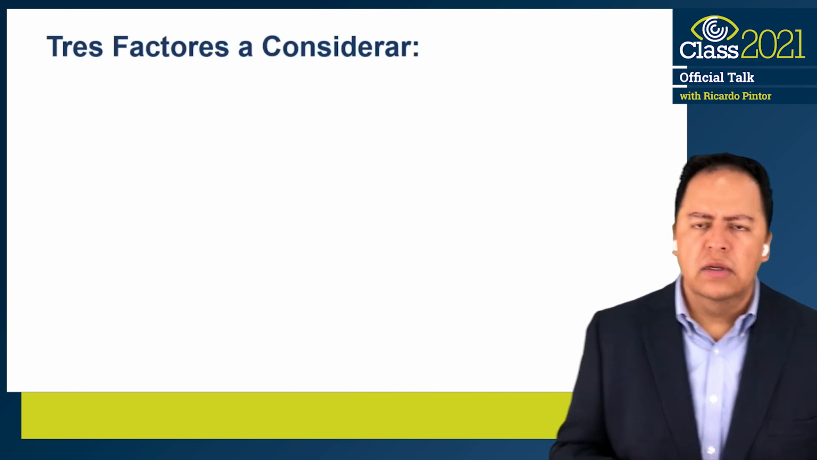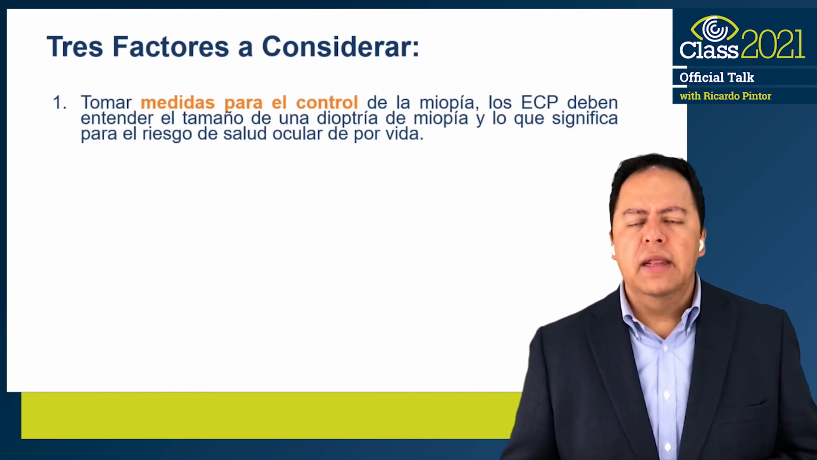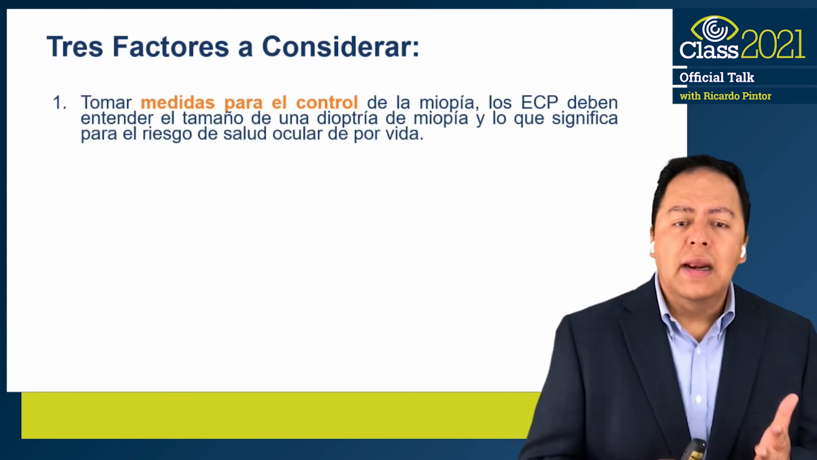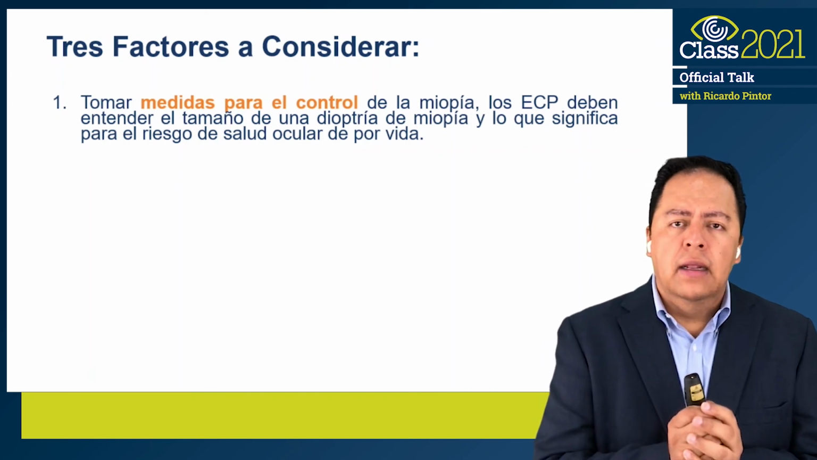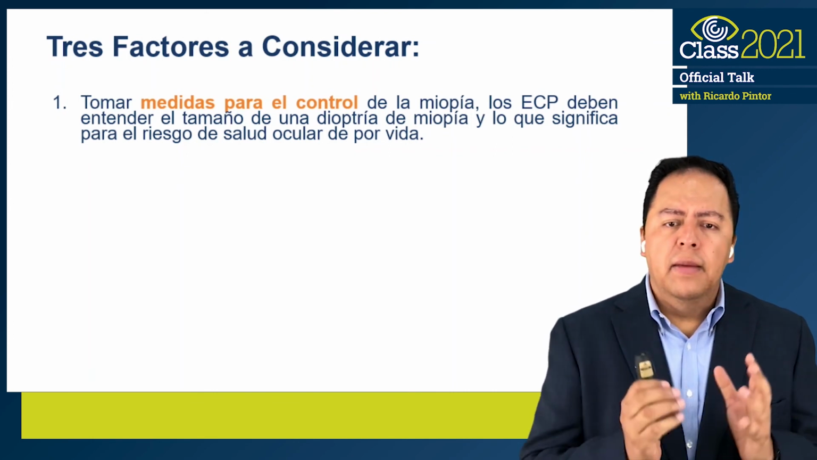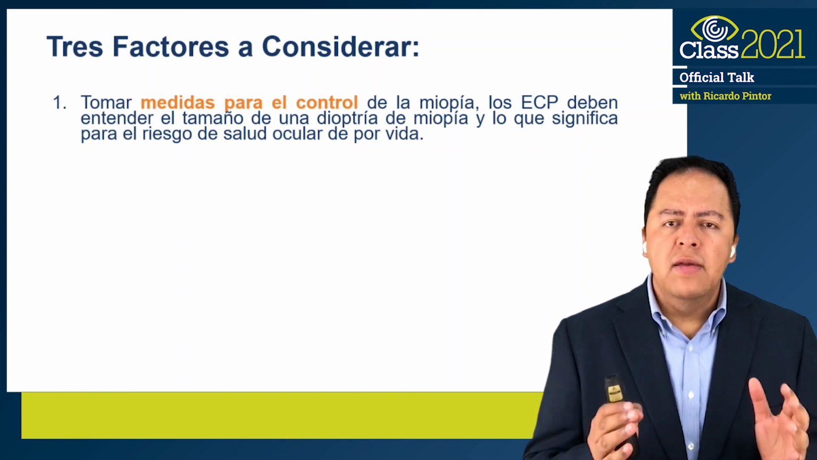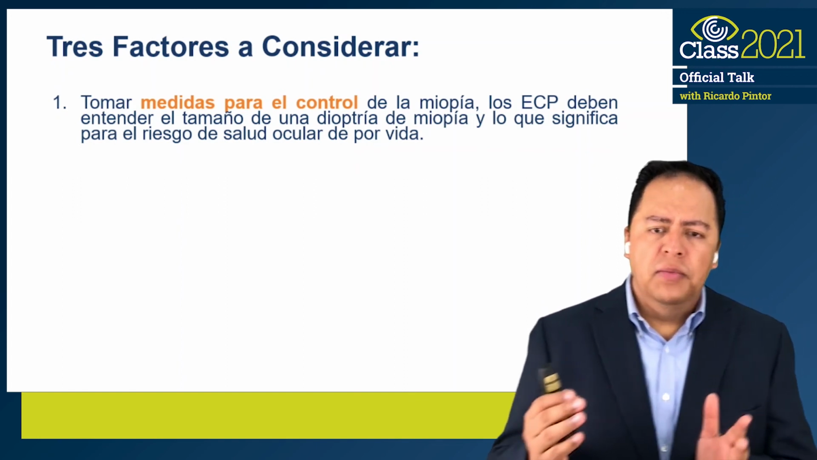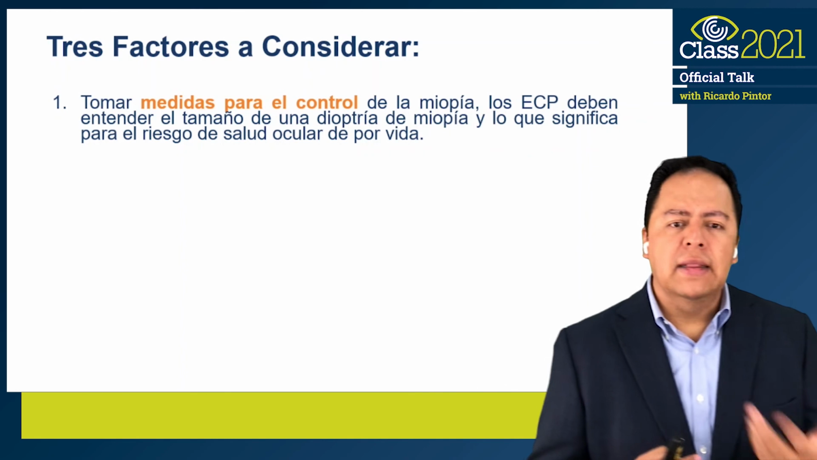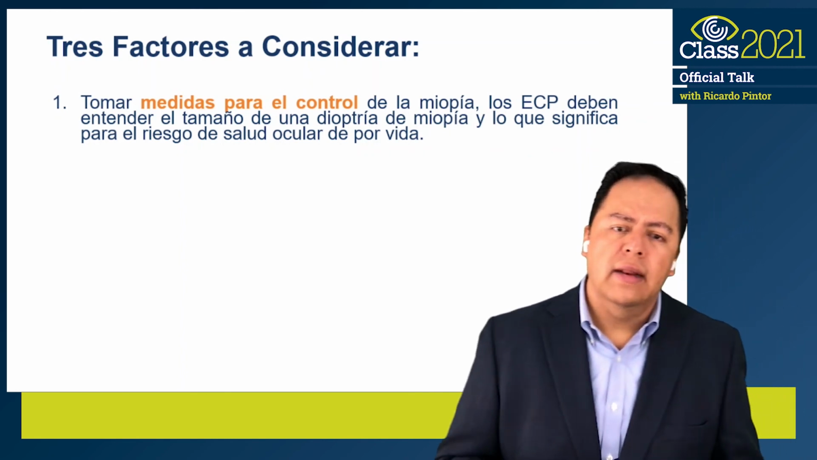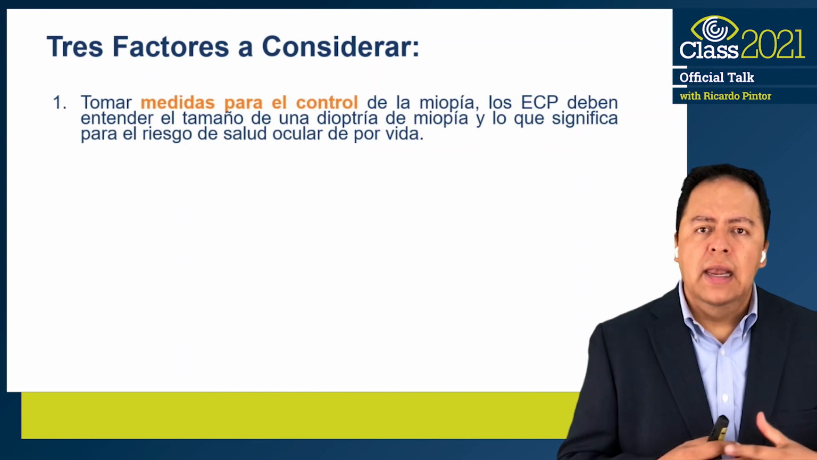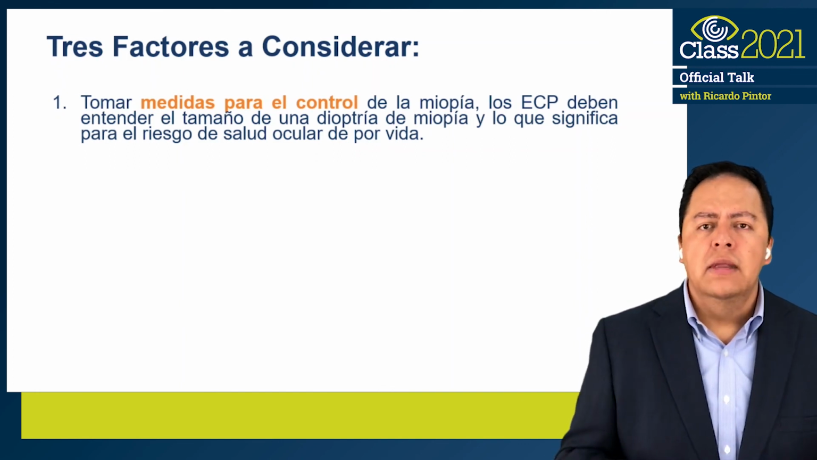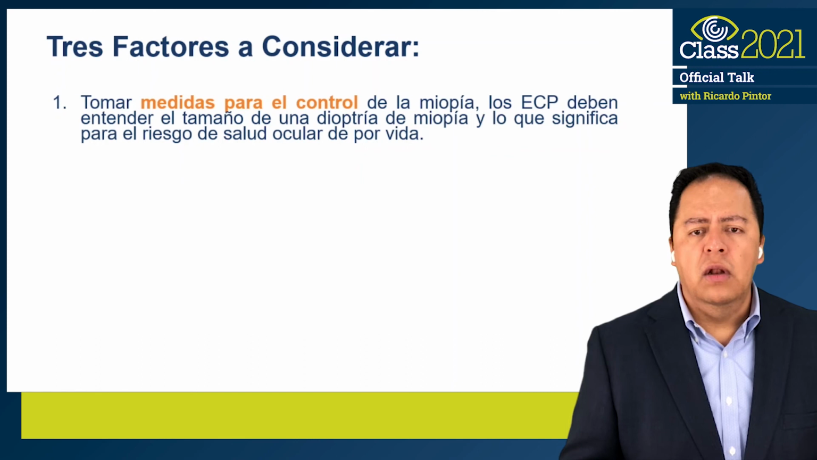There are three important factors to consider. The first, we must take measurements for the control of the myopia, and I must have the exact refraction in which I must understand the size, which implies how much impact a biometric will have on ocular health for the patient. And so I must have the measurements where I will start to avoid this progression, which we are talking about.